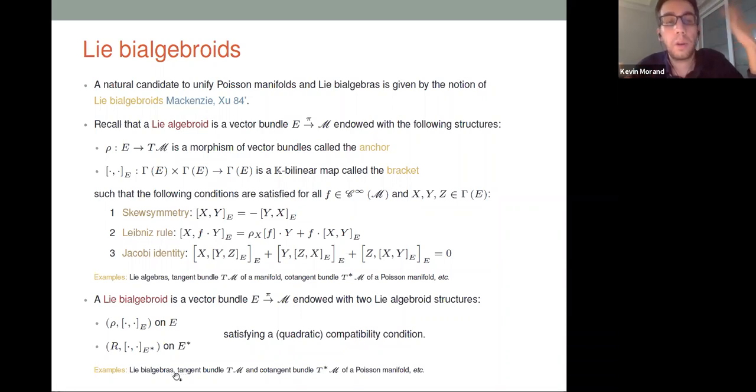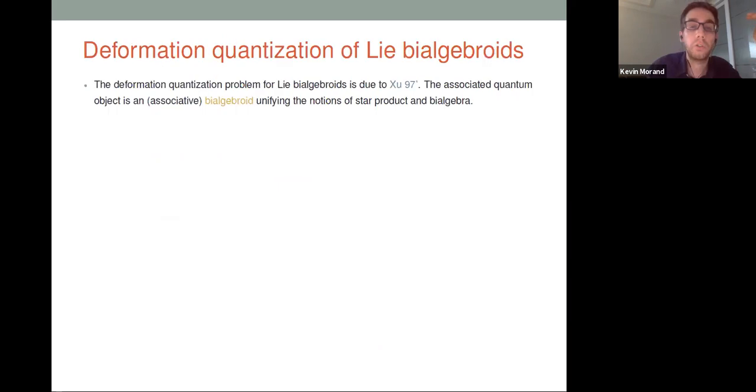So indeed, this notion of Lie bialgebroid unifies both Lie bialgebras and Poisson manifolds in this way. Okay, so we have this unification on the T-poly side, let's say, on the semi-classical side. Now, can we find some unification at the quantum side?